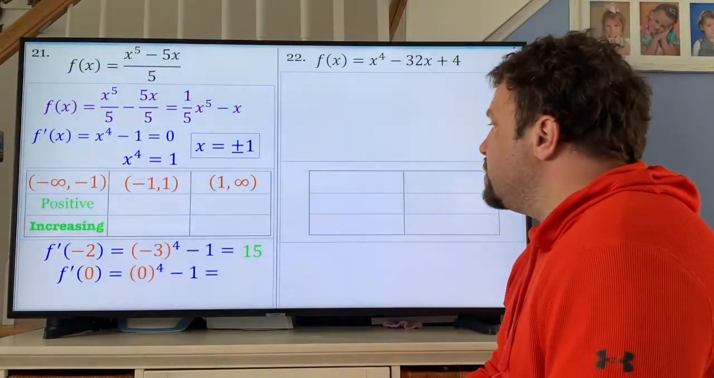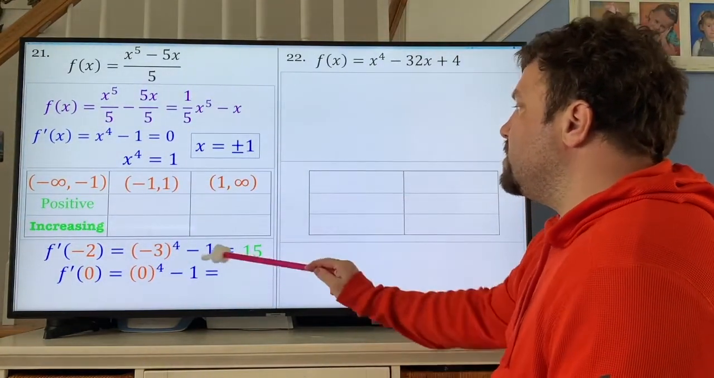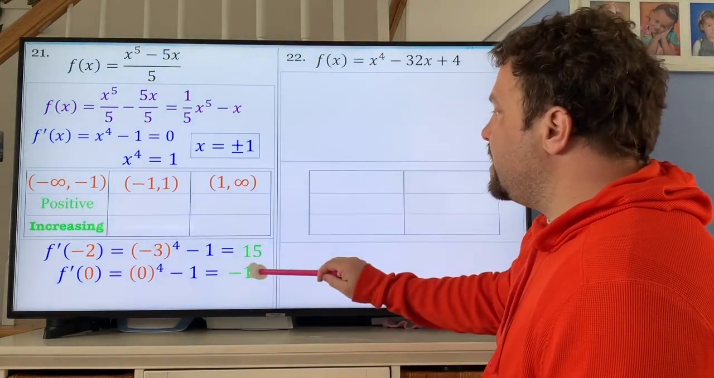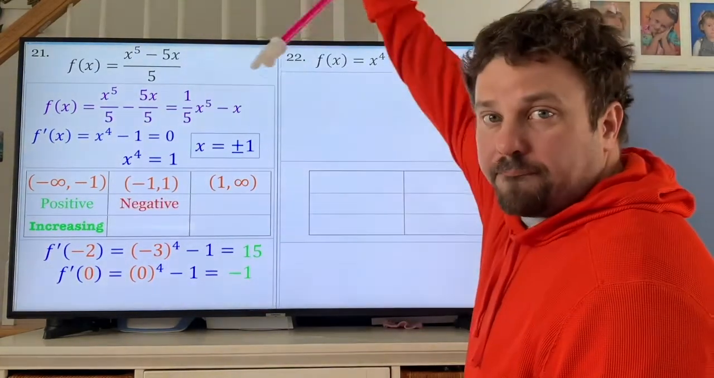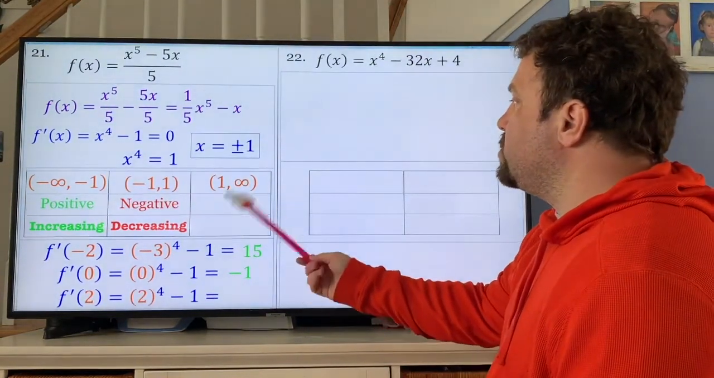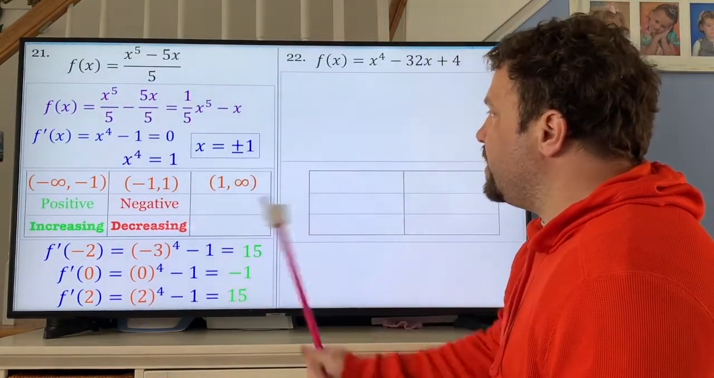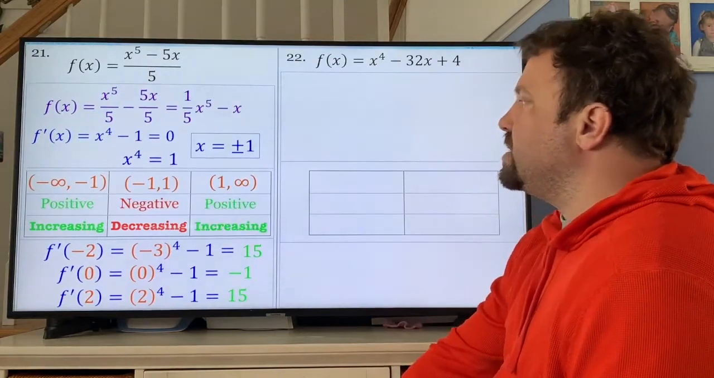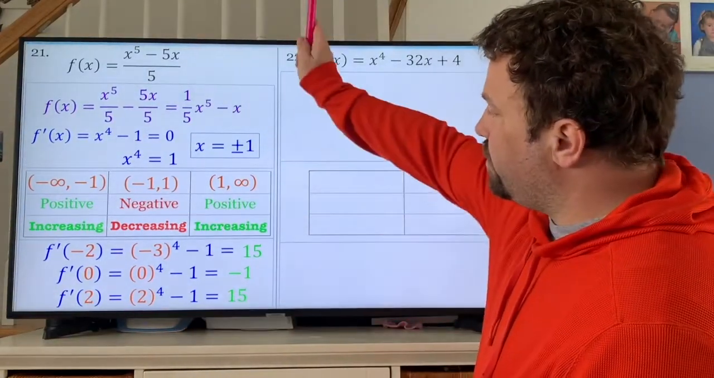Between these two numbers, 0 to the 4th, 0 minus 1 is negative 1. That is a negative number, and negative numbers are decreasing. All right, then you got right here, pick a number like 2 to the 4th power. 16 minus 1 is also 15. 15 is a positive number, which is increasing. So your graph goes up, down, and up.